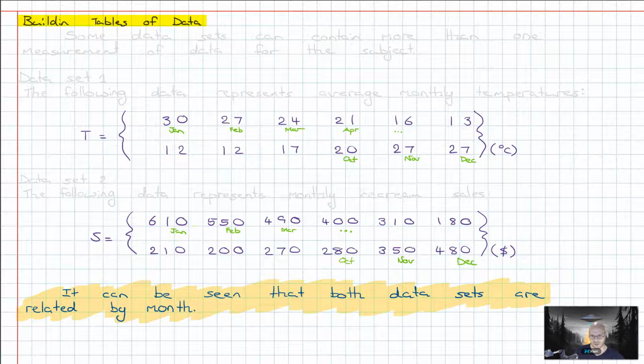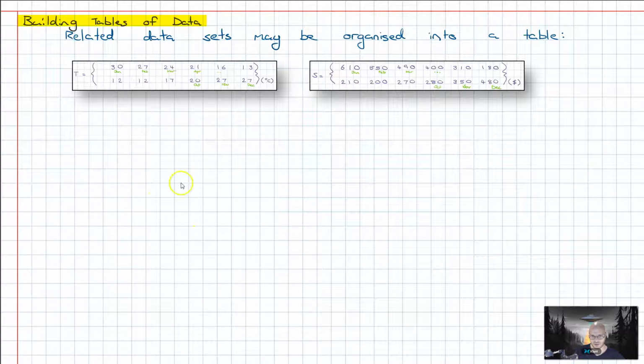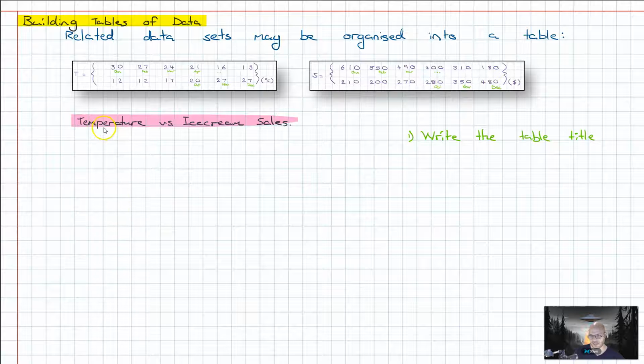Now, to do this, we must first tabulate our data. So we've got our two datasets over here. What we want to do is organize them in such a way that we can see which data point is linked to the other data point. The way in which we do this is we'll build a table of data. To start off, the first step is to give a label to the table that we're building. So in this case, I'll call it temperature versus ice cream sales.